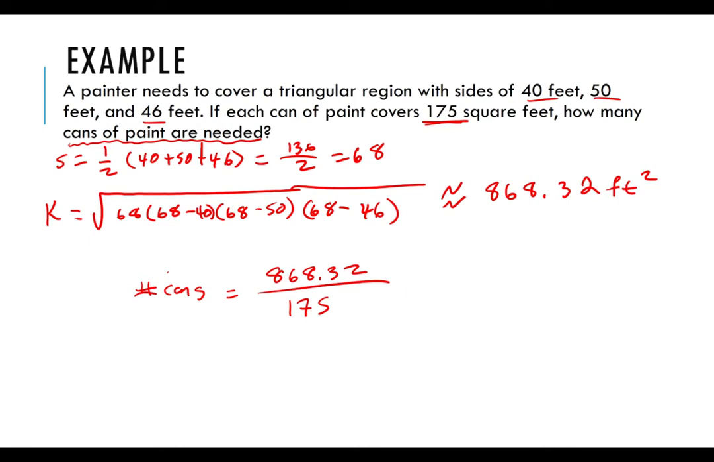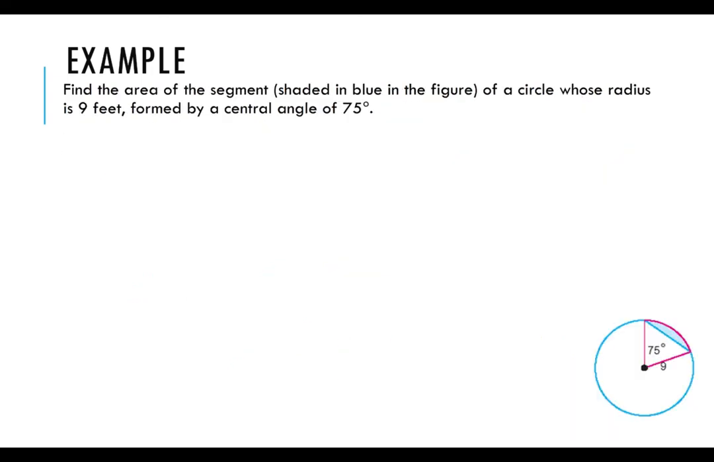4.9, which really is going to round up because of course we can't buy partial cans. And so I'm going to say that it's going to take at least 5 cans of paint. Now if they wanted some decimal representation, that would be fine, but at some point recognize that we're thinking about purchasing, and I'm thinking about whole cans of paint.